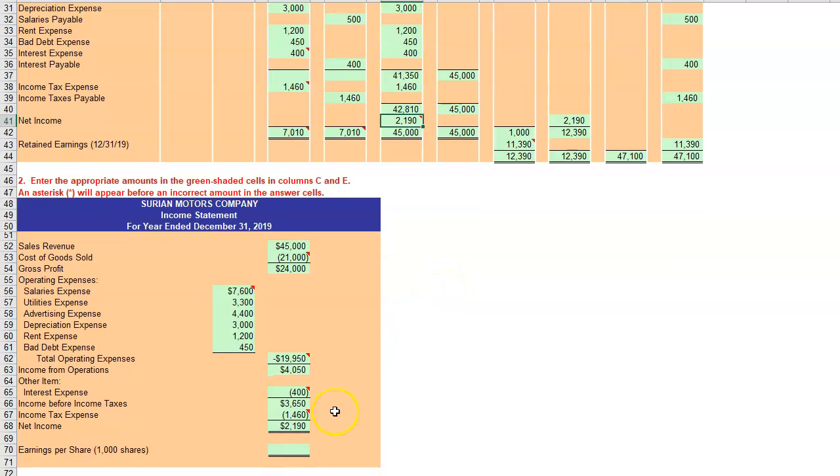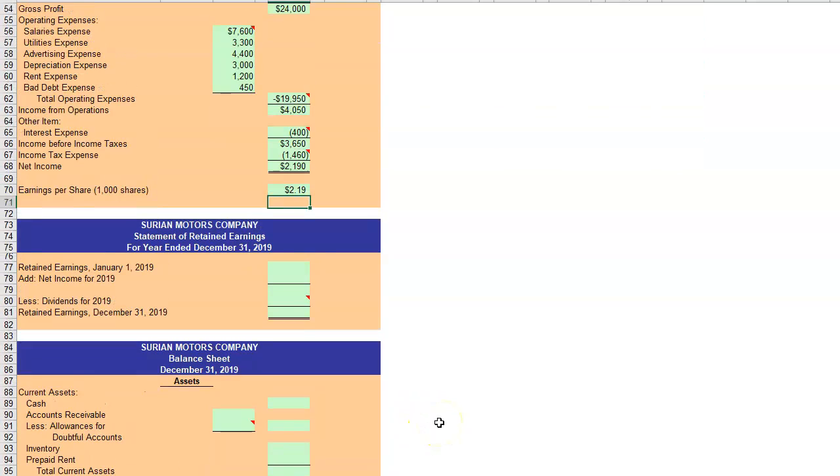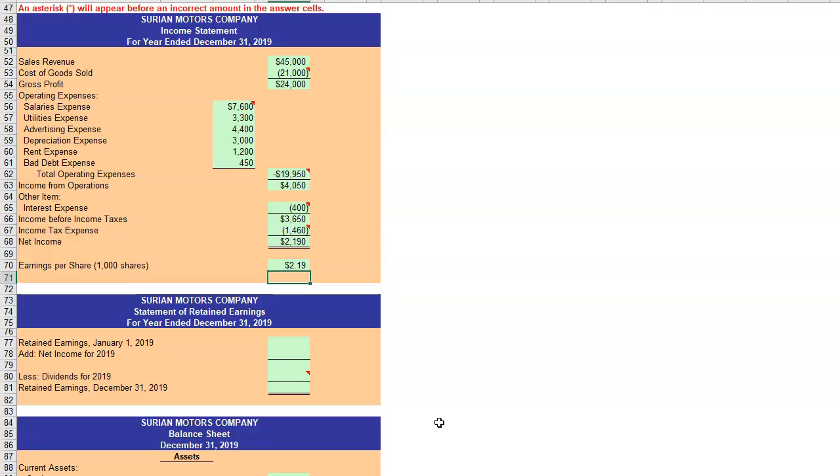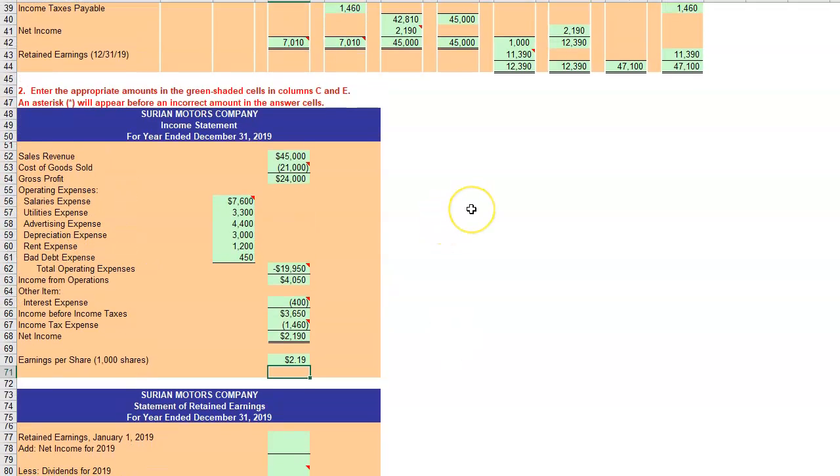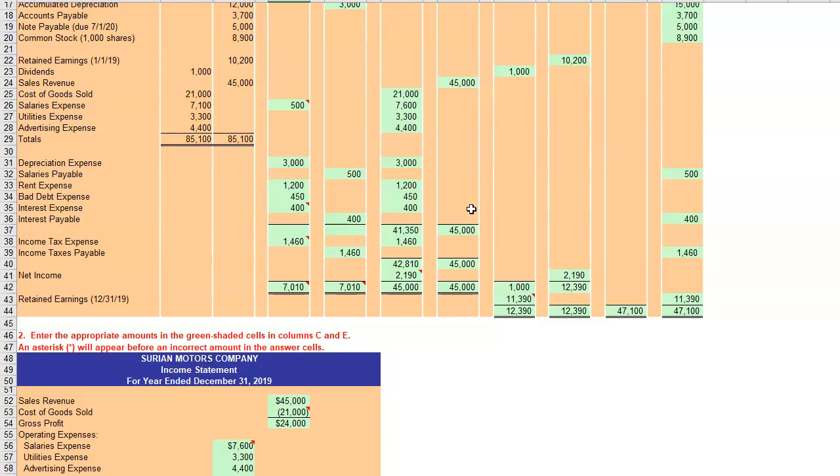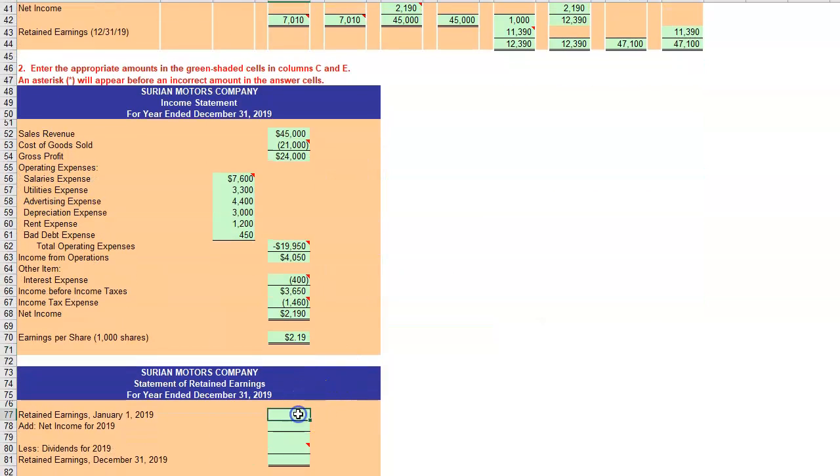All right, and then for earnings per share, since we're a corporation, we have to calculate earnings per share, and it's your net income divided by 1,000 shares. All right, then we have to do our statement of retained earnings. The beginning retained earnings are the ones up here at the top, so 10,200. Net income comes from the income statement, so 2,190. And you can subtotal.